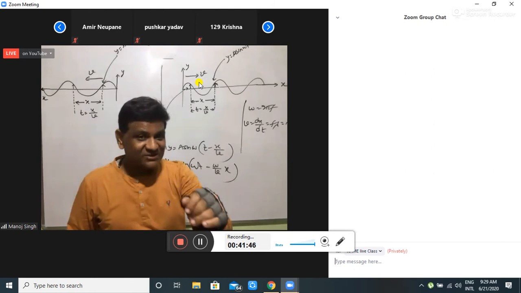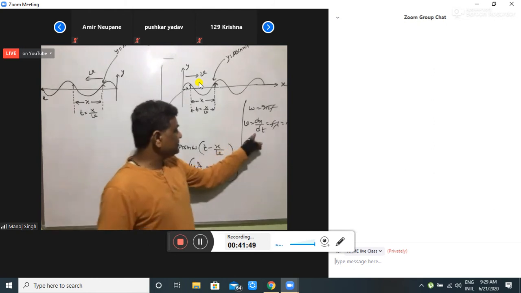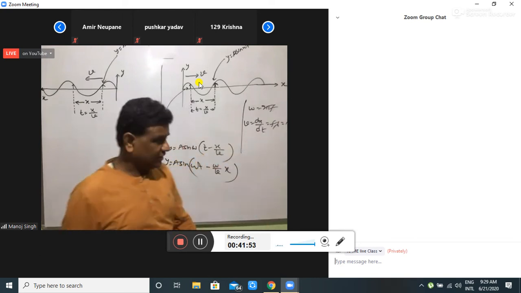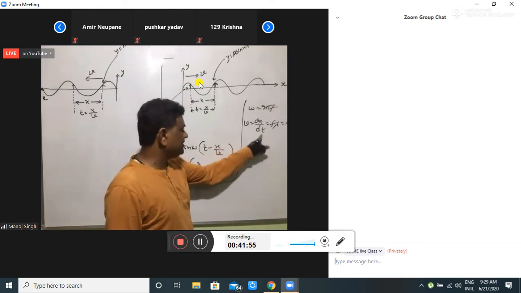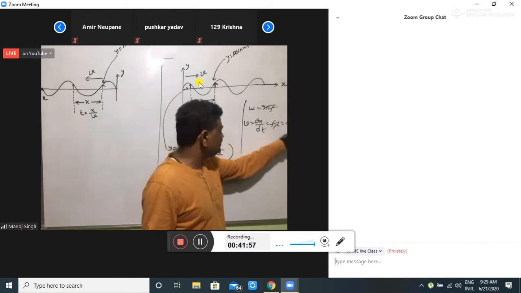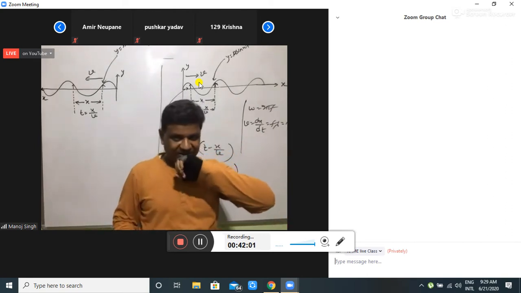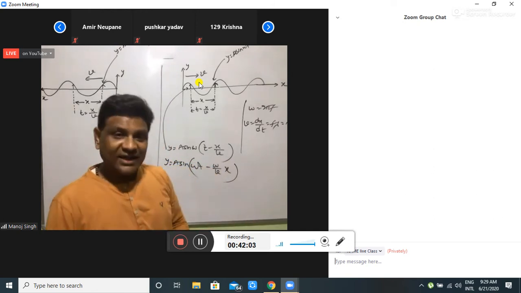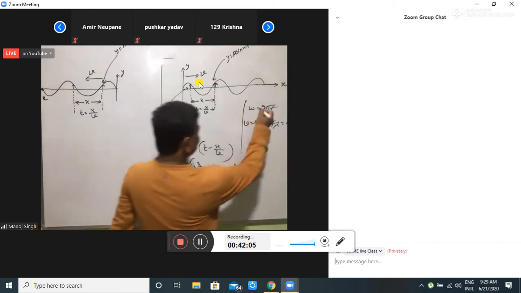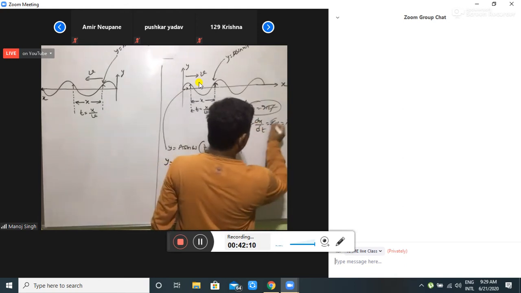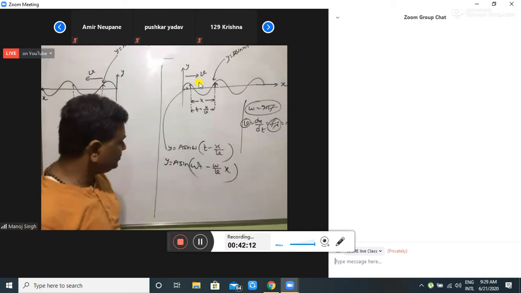We discussed this in the velocity of a transverse wave, so this should be clear in the class. We derived all these things here. So v is equal to dx by dt, equal to f lambda, equal to lambda by capital T. Frequency is the reciprocal of the time period. So omega is equal to 2 pi f, and v is equal to f lambda.